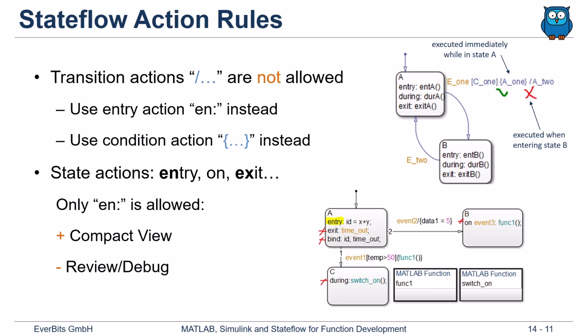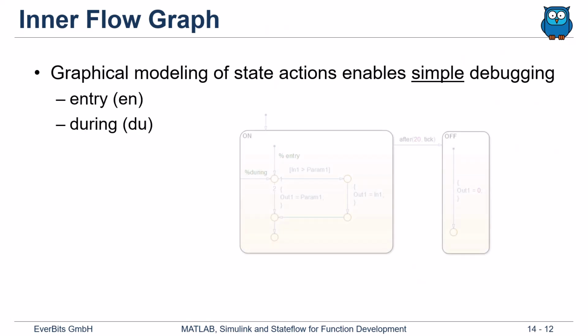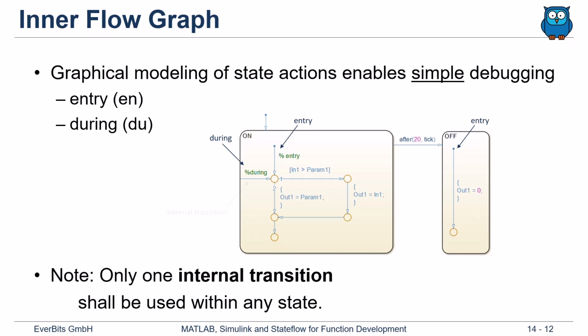So we recommend using the inner flow graphs instead. As you are already familiar with the flowcharts, you will understand the inner flow graphs immediately. The graphical modeling of state actions enables simple debugging because of the animation. Instead of the entry action, you can use the default transition. Instead of the during action, you can use the internal transition starting from the border of the state. You can use only one internal transition within any state for easier reviews.